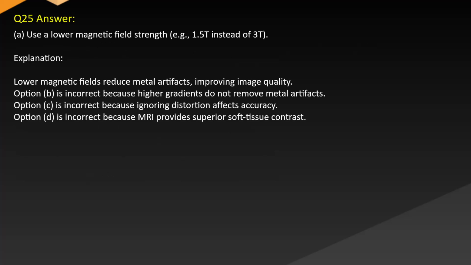Answer: A. Use a lower magnetic field strength, 1.5 T instead of 3 T. Explanation: lower magnetic fields reduce metal artifacts, improving image quality. Option B is incorrect because higher gradients do not remove metal artifacts. Option C is incorrect because ignoring distortion affects accuracy. Option D is incorrect because MRI provides superior soft tissue contrast.